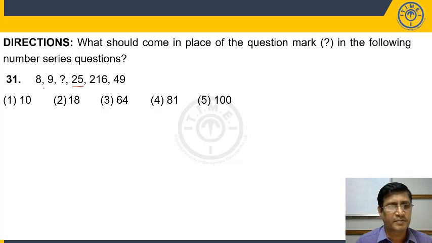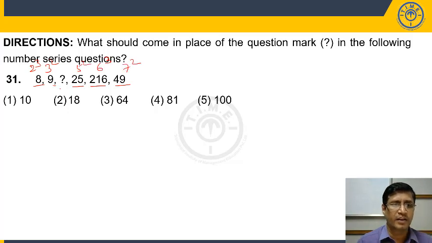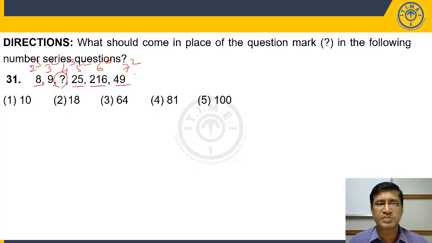25 is a square, and 216 is a perfect cube, whereas 49 is a perfect square. Now here, 2 cube, 3 square, 5 square, 6 cube and 7 square. If you observe all these numbers carefully, 2, 3, something missing, and 5, 6, 7, all these numbers are natural numbers. So what is the pattern here? 2 cube, 3 square, 4 cube, 5 square, 6 cube, 7 square.